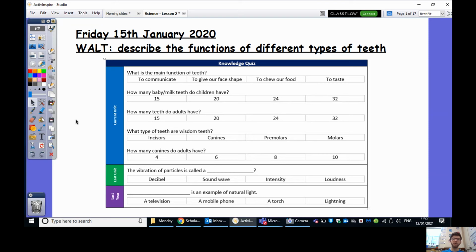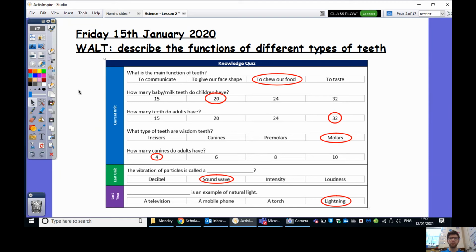And going all the way back to last year when you were doing a unit on light, blank is an example of natural light. Is it television, mobile phone, a torch, or lightning? Which of those is an example of natural light? So hopefully you've gone through all of those now. Let's have a little look at the answers.